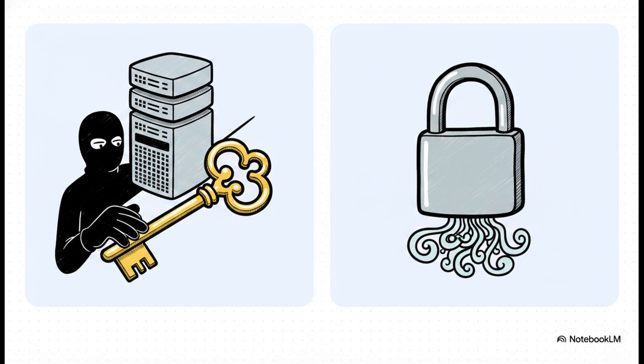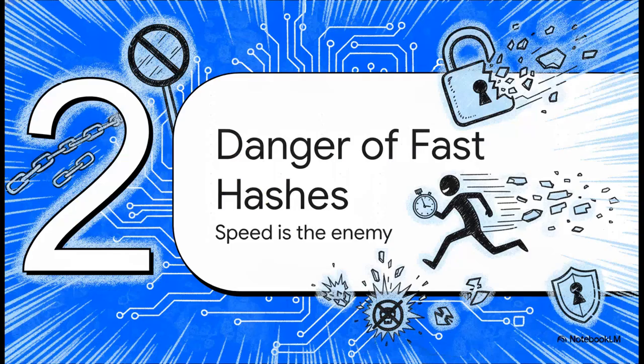Verification simply works by taking the password the user types in at login, running it through the exact same hash function, and then just comparing the output to the stored hash. If the hashes match, they entered the right password, and there's no key for an attacker to steal. Moving right along to Section 2, the danger of fast hashes.